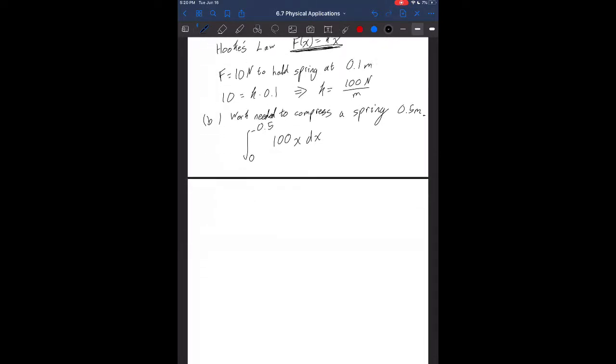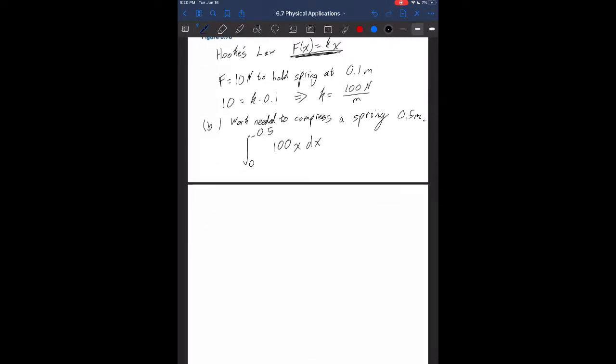dx. So plugging things in, we get that this is going to be 100x squared over 2, evaluated from negative 0.5 all the way to 0. Plugging in negative 0.5 is going to give me a 1/4, so I'm left with 100 over 8 joules, which is equal to 12.5 joules. Okay, so that's how much work it would take in order to compress a spring this amount.